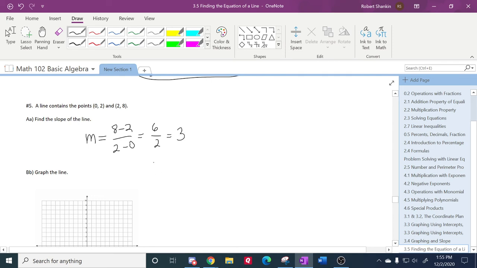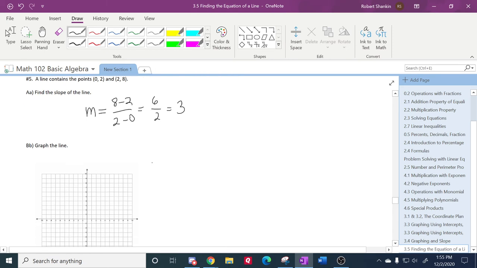Okay. So now we're going to graph this line. We'll just put these 2 points on there: (0, 2) and (2, 8). So I draw what the line looks like. And then I've got to get the equation of the line.